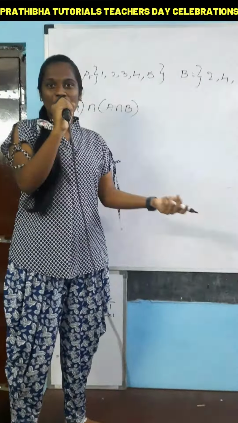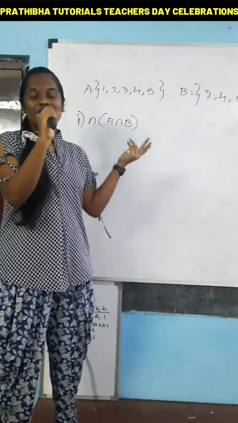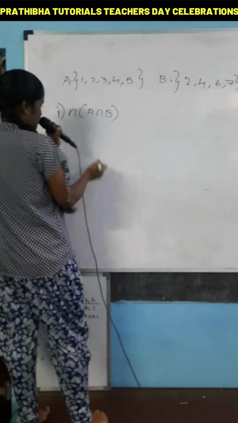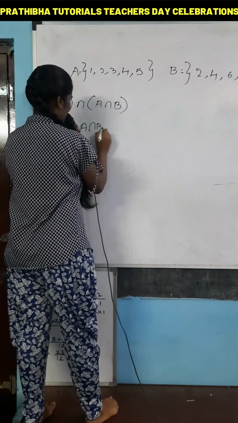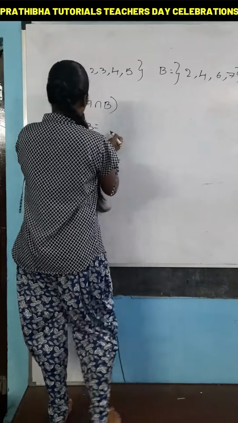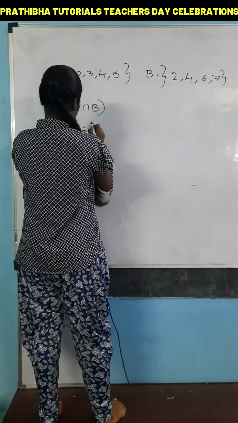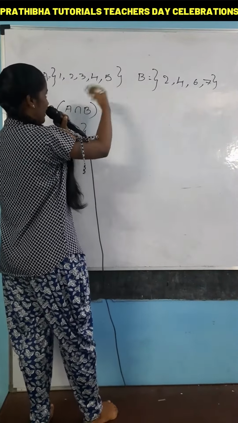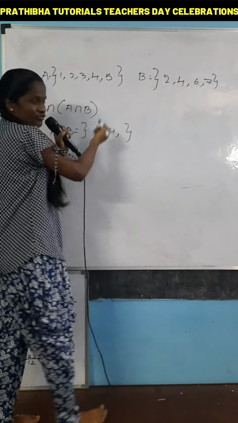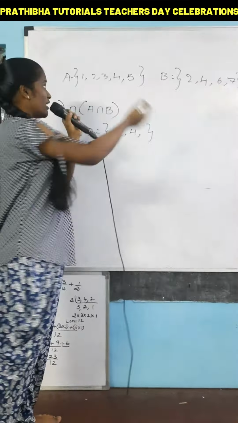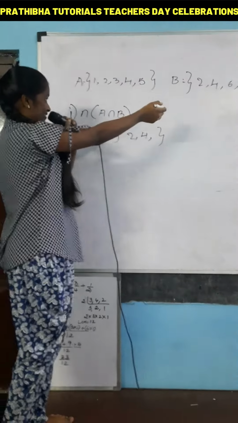Today my topic is about finding out A intersection B. First we should find A intersection B, that is equal to writing the common elements on this board. That's it. We have 2 4 in both set A and set B.